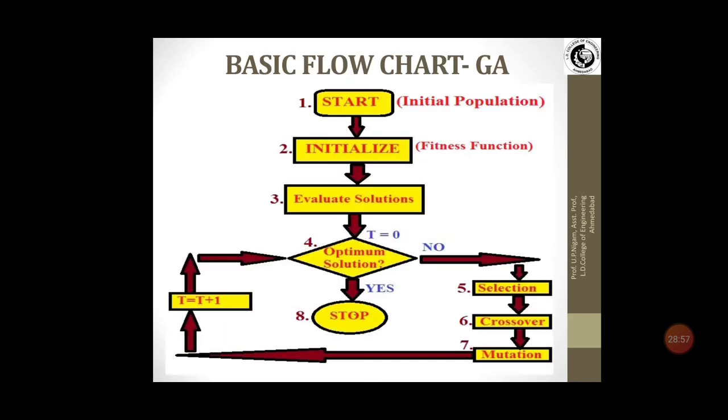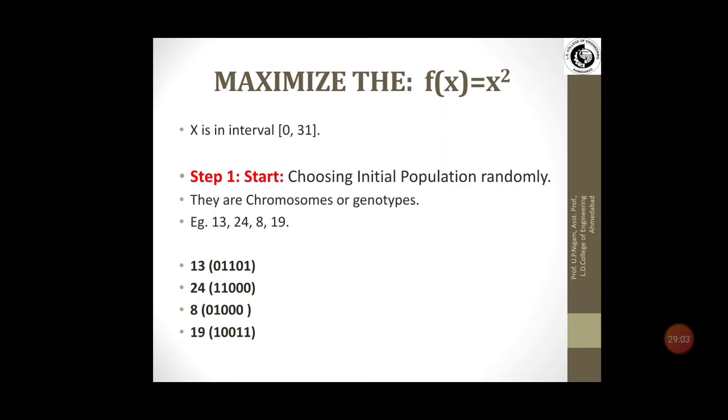Here, 1 2 3 4 5 6 7 and 8 steps are written over here. We will see this example in this manner only. So the first step is to start by choosing the initial population randomly. They are chromosomes or genotypes. For example, between 0 to 31 we have randomly selected 4 values. These are 13, 24, 8 and 19.